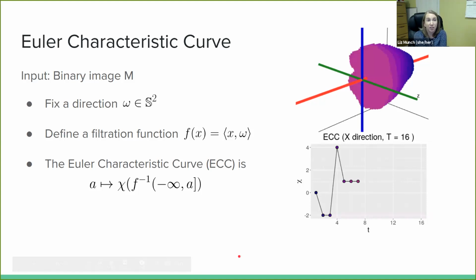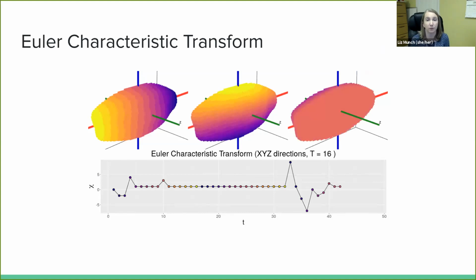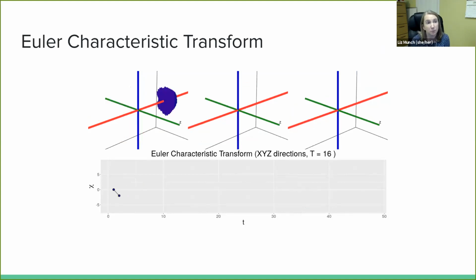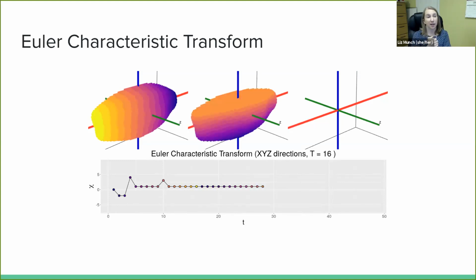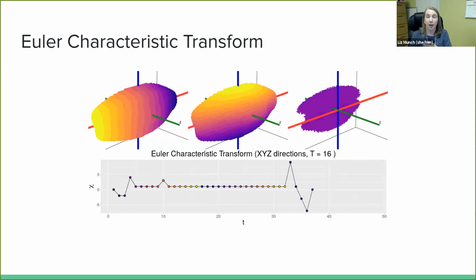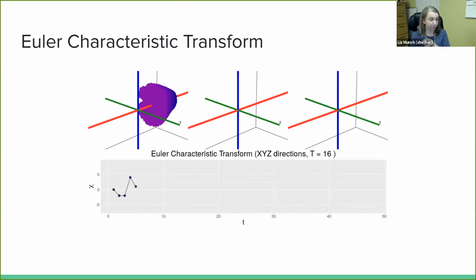So I picked a direction, but of course you can do this in many directions. So here's an example where I'm doing it in 3 different directions. If I take the same seed and do it for multiple directions, I can take each of their Euler characteristic curves for each direction and concatenate them. And I get this giant long time series. And I can use that basically as a proxy to represent my underlying shape and structure.